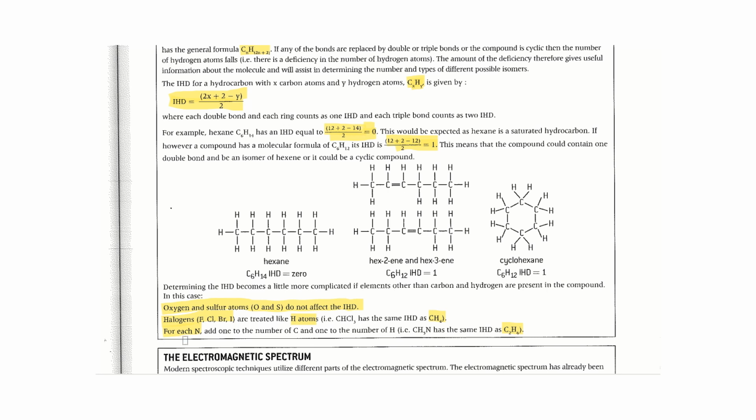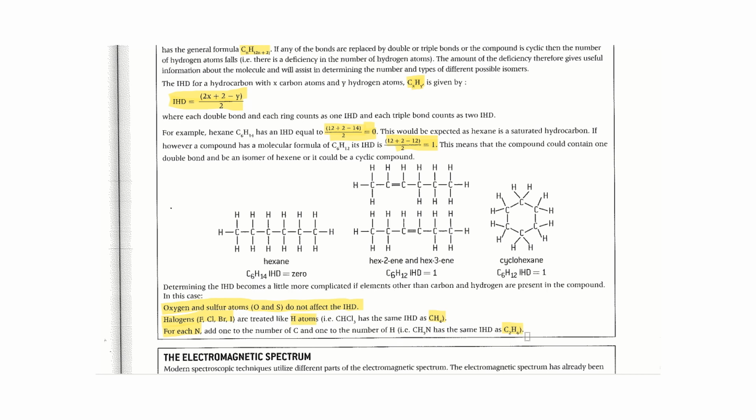For nitrogen, it's a bit more complicated than the hydrogen because I would add 1 more to the carbon and 1 more to the hydrogen. So if I have a molecule like CH5N, I would add 1 extra carbon, so then it's C2, and I would add 1 extra hydrogen, so then it will be H6.